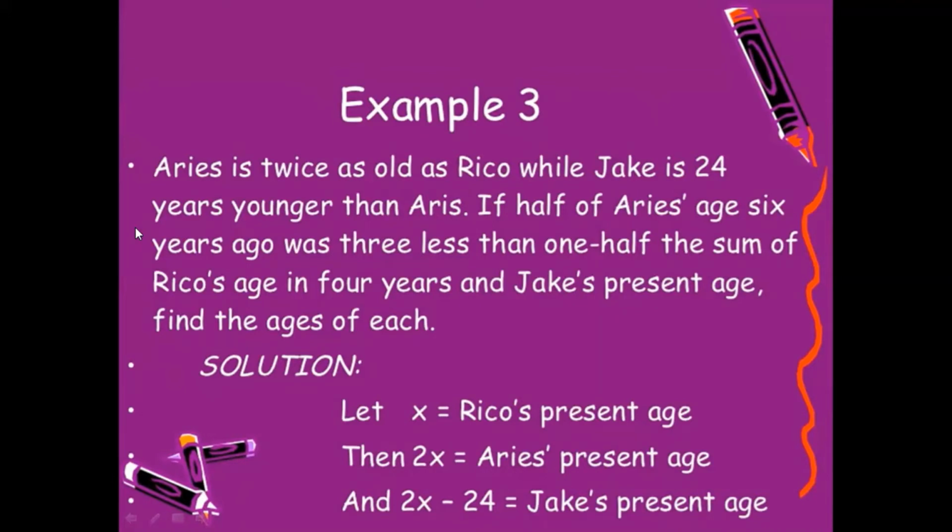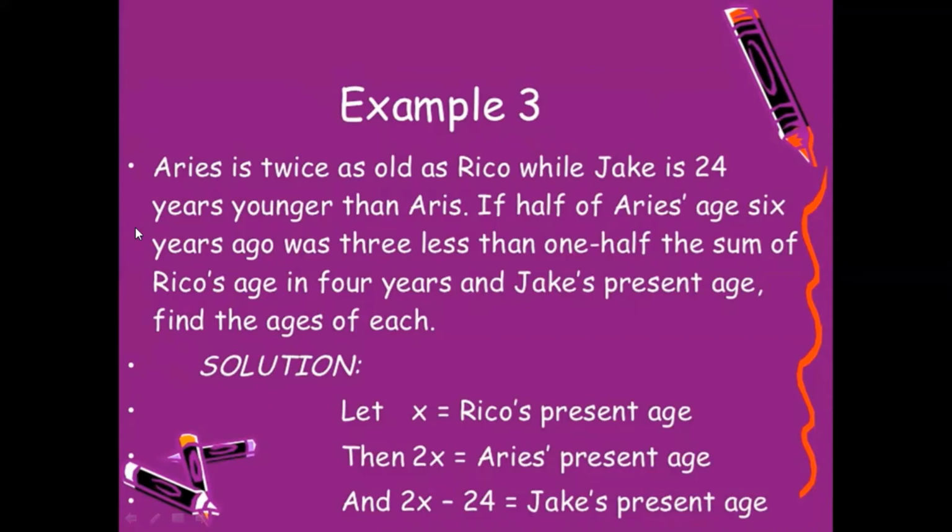Okay, so basically it's asking about three people: Rico, Aries, and Jake. And I think the youngest is Rico. Pretty sure Rico's the youngest, and then Aries is twice as old as Rico, so that would mean Aries is 2x. And then what is this? Jake.